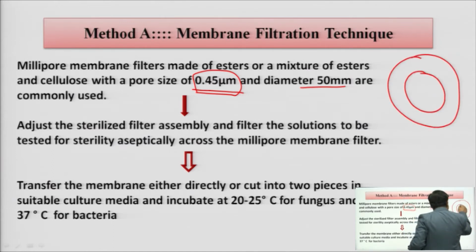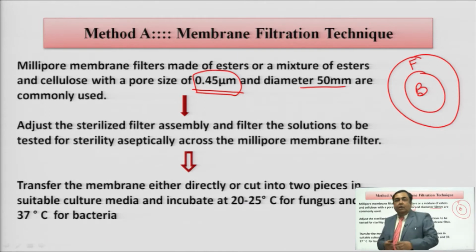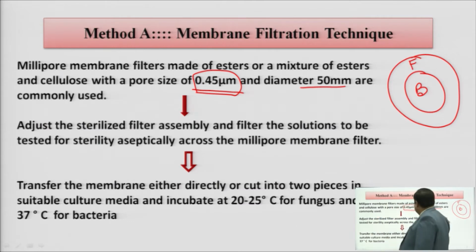Now, there will be two concentric halves. The inner half you put in a bacteriological medium, the outer half you put in a fungal medium. That is, after the filtration process there will be two halves: the inner half you put in a bacteriological medium, the outer half in a fungal medium. But the best way of doing this is to prepare three sets. Set number 1 you put in an aerobic media, set number 2 in an anaerobic media, and the third one in a fungal media.